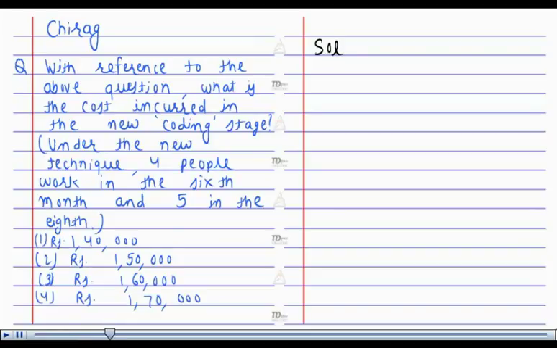From the above question, we know that the coding stage will complete in months 6 to 8 only, and from the question we know that 4 people work in the 6th month and 5 in the 8th, and from the table we know that 5 people will work in the 7th month.